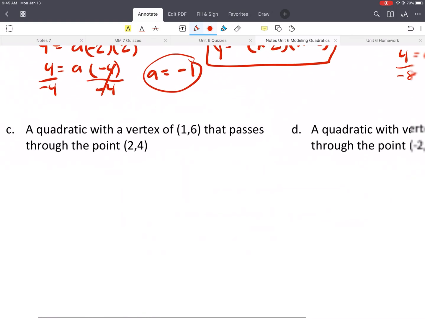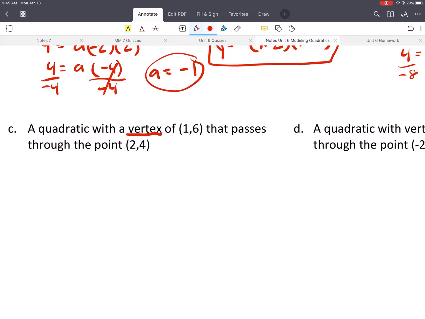Okay, 2 more examples, but here they're giving us a vertex. So if they give us a vertex, then we want to use vertex form. This will be our H and our K for our vertex. This will be our X and our Y. So again, the form for vertex form is Y equals A times X minus H squared plus K.